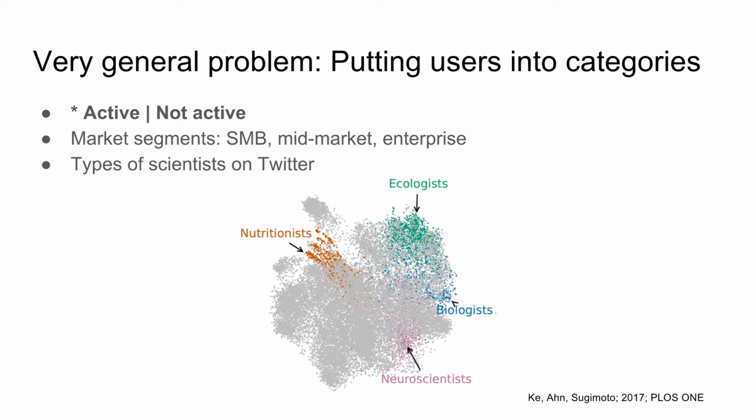It could be deciding if users are active or not active. It could be market segments like SMB, enterprise, mid-market. It could be users on Twitter and deciding what type of scientist they are, like this. So I'll tell you how to do this well.